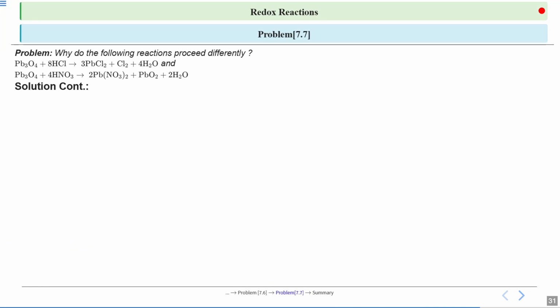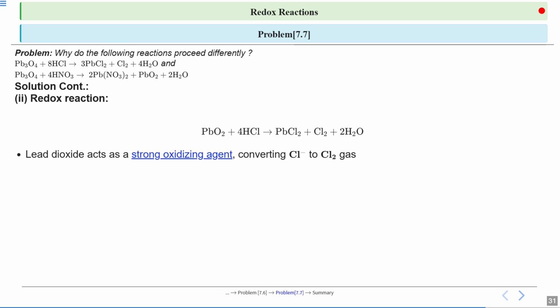Now, let's consider the redox reaction of PbO2. What will happen here? The PbO2 with 4 HCl reacts to give PbCl2 plus Cl2 plus 2 H2O. Here the lead dioxide is acting as a strong oxidizing agent, and if it is acting as a strong oxidizing agent, that means it is itself getting reduced. Hence, it will convert Cl negative, that is from HCl, into chlorine gas, that is Cl2.